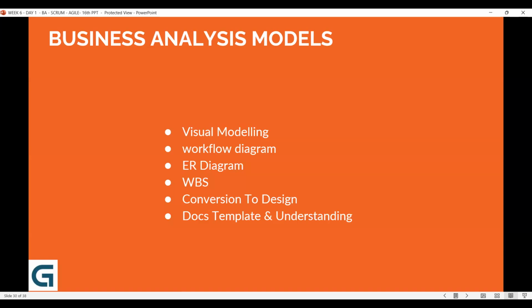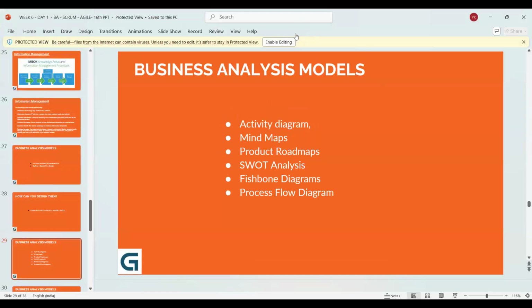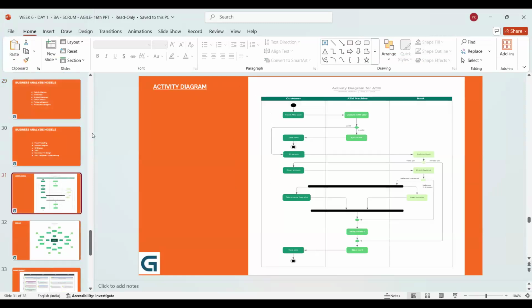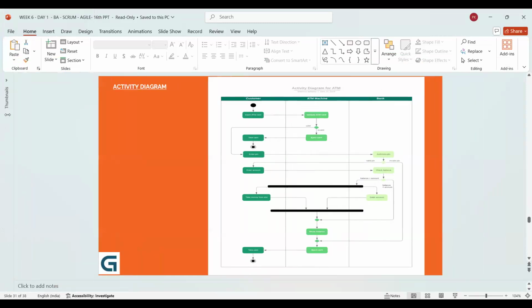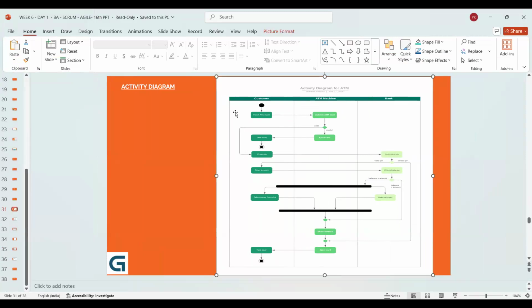So there are a total of 12 that we're going to learn. Can you see how many there are? They are all very practical and useful. Let me enlarge this for you so I can explain. Okay, now as the word suggests, activity diagram.